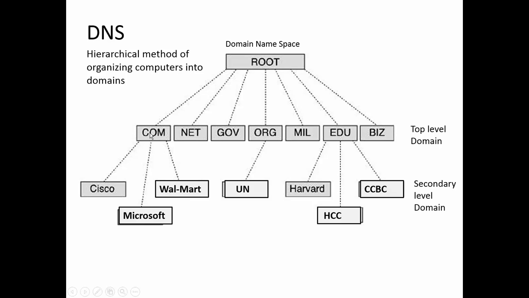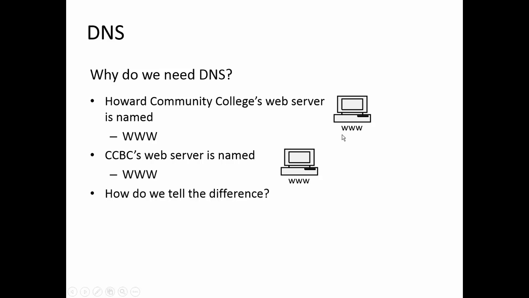The top level domains include .com, .gov, and .edu, and secondary level domains might include Microsoft and Walmart, which fall under .com, or Harvard, Howard Community College, and the Community College of Baltimore County, which all fall under .edu.